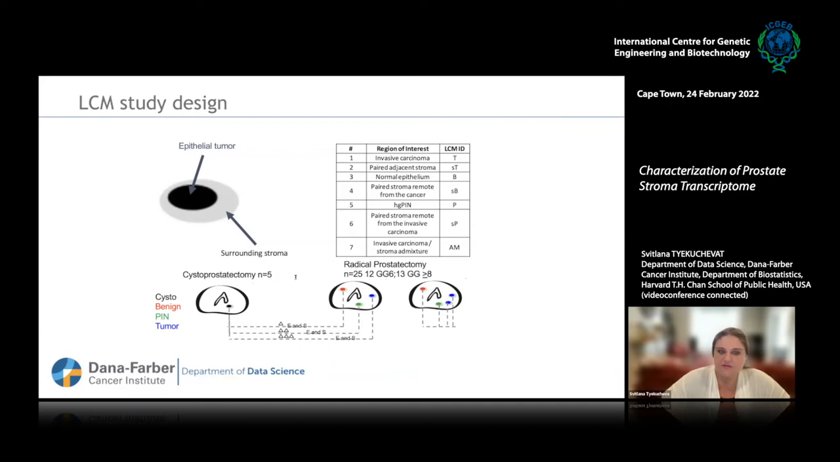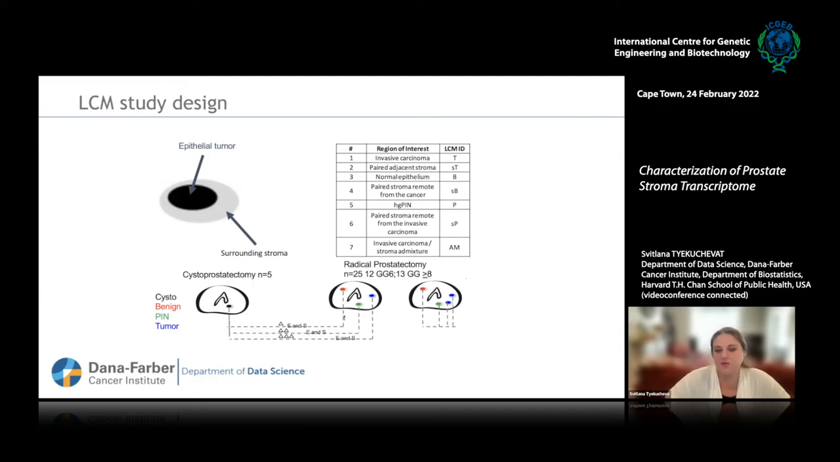We also had 5 cystoprostatectomy cases where we had only 2 regions of interest. Those came from patients who had surgery and their prostate removed as part of their treatment for bladder cancer. It was confirmed on pathology that they didn't have any prostate cancer, and neither did they have high-grade PIN. So from those patients we took only 2 samples: healthy benign epithelial tissue, and healthy stroma surrounding this benign tissue.